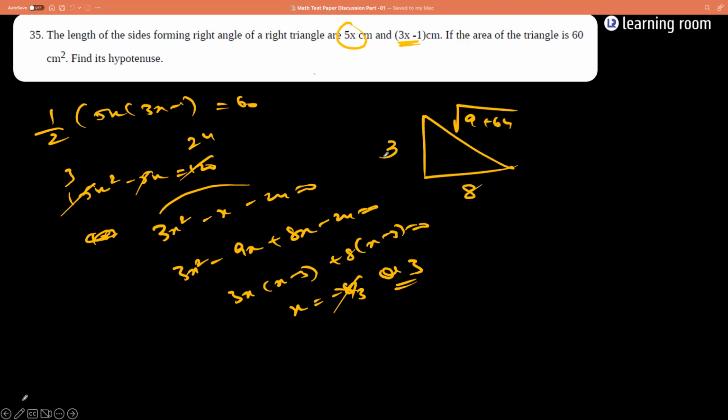I'm sorry, it should be 17, because 8, 15 and 17. Don't forget the units, it is 17 centimeters. Shall I proceed to the next one? Yes, sir.